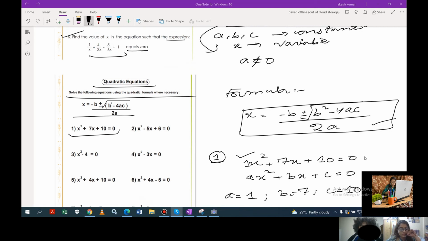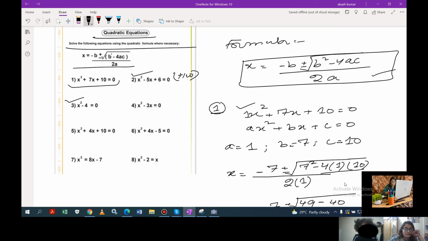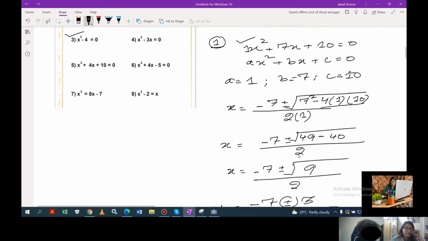Let's just do another question before we end the class. I think question number 2 is much similar to question number 1, so question number 2 is homework. Okay, let's do question number 3. It is x square minus 4 equals 0.